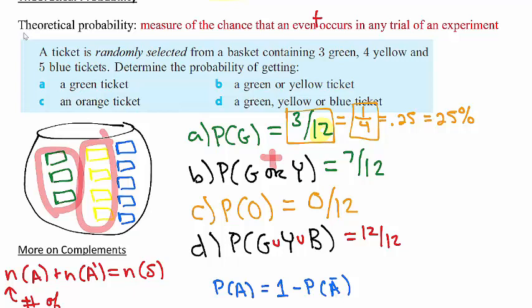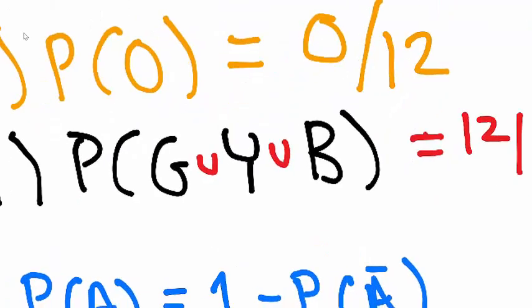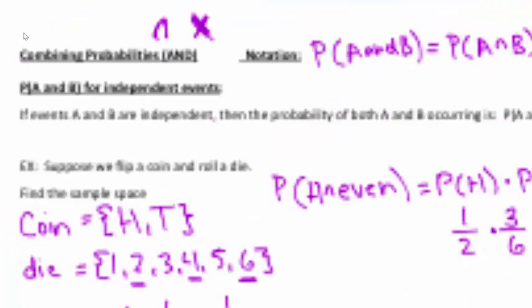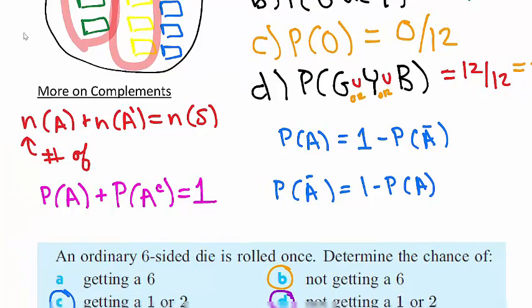What's the probability of getting an orange ticket? 0, obviously, because there aren't any. What's the probability of getting a red, a green, or a yellow, or a blue, if you have to draw one out? That's 12 out of 12, or 100%. This little U, that's a union. It means plus as well. This little n means number of.